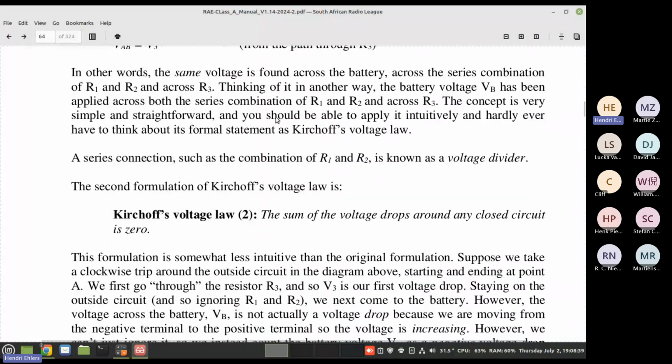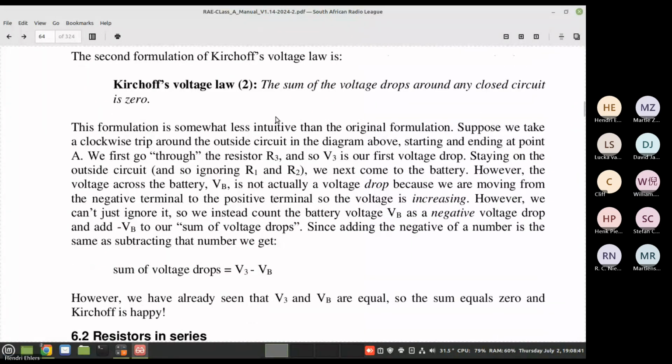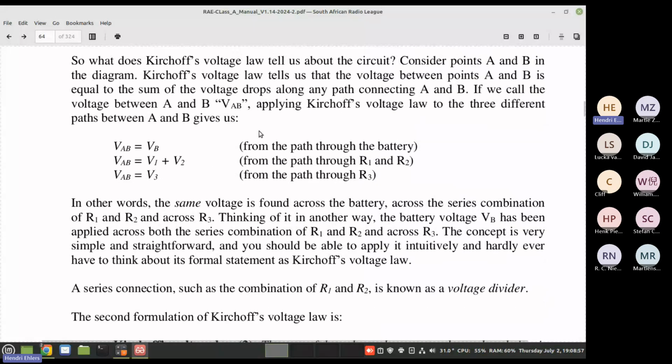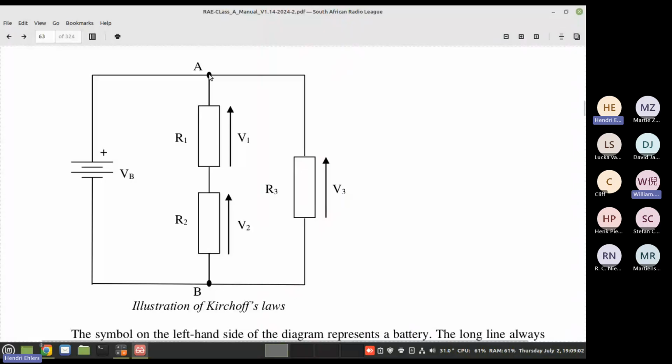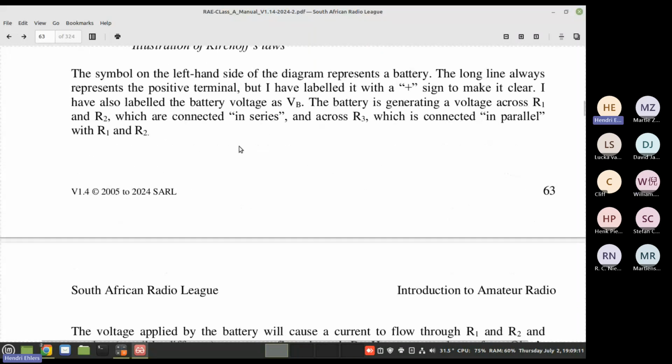Now we get to the more confusing one. The sum of the voltage drops around any closed circuit is 0. Now, this is where it gets confusing, because I just said that I measure 10 volts here and I measure 10 volts there, and the sum is 0. I mean, the sum is 10. But here they say the opposite.